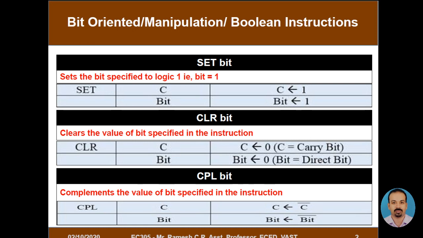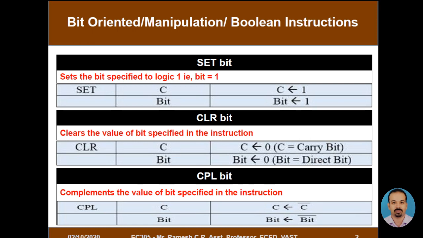There are two different categories. One is SETB C, where the carry flag is set equal to 1. This is used when the programmer needs to set the carry flag at will, rather than having it set automatically as part of an arithmetic or other logical instruction. Then we have SETB bit. Here the bit specified in the instruction is made 1, and this bit can be a bit addressable RAM location, or it can be any of the bits of the bit addressable SFRs.